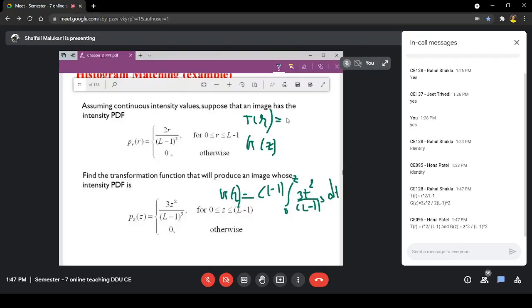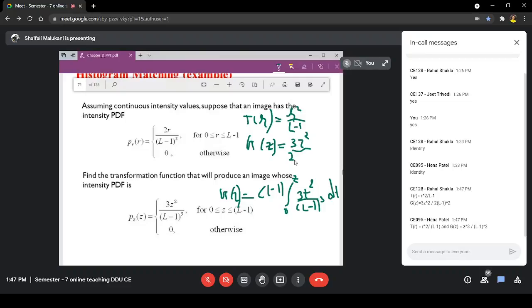Yes, it is R square divided by L minus 1. TR is R square divided by L minus 1. Okay, and GZ is 3Z square. 3Z square, right? It is 3Z square divided by, is it 2?